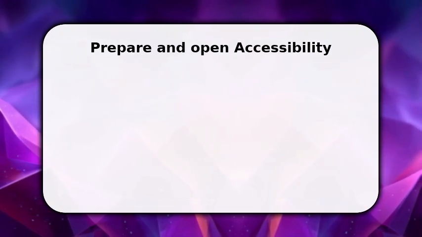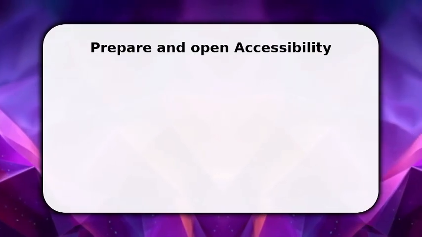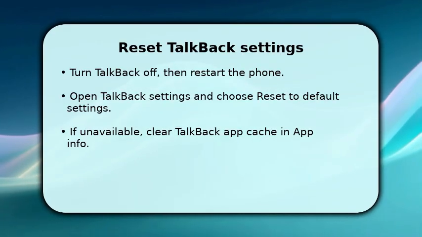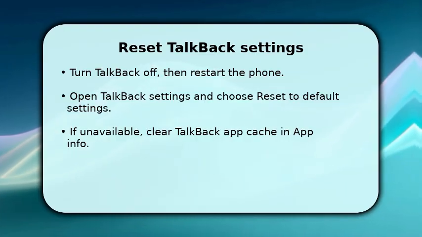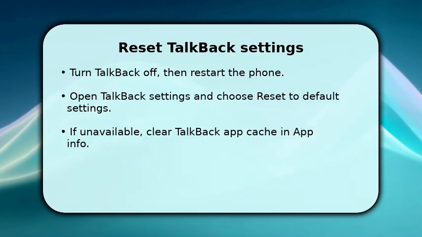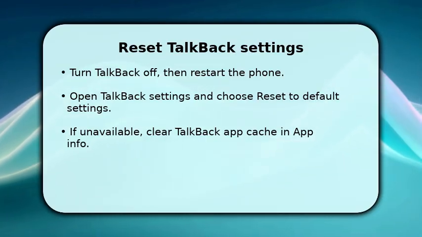Now you'll reset the Talkback configuration so corrupted settings stop causing issues. First turn Talkback off, then reboot the phone to clear temporary states. After restart, reopen Accessibility and enter Talkback settings. Select Reset to Default Settings to restore standard gestures and voice parameters.